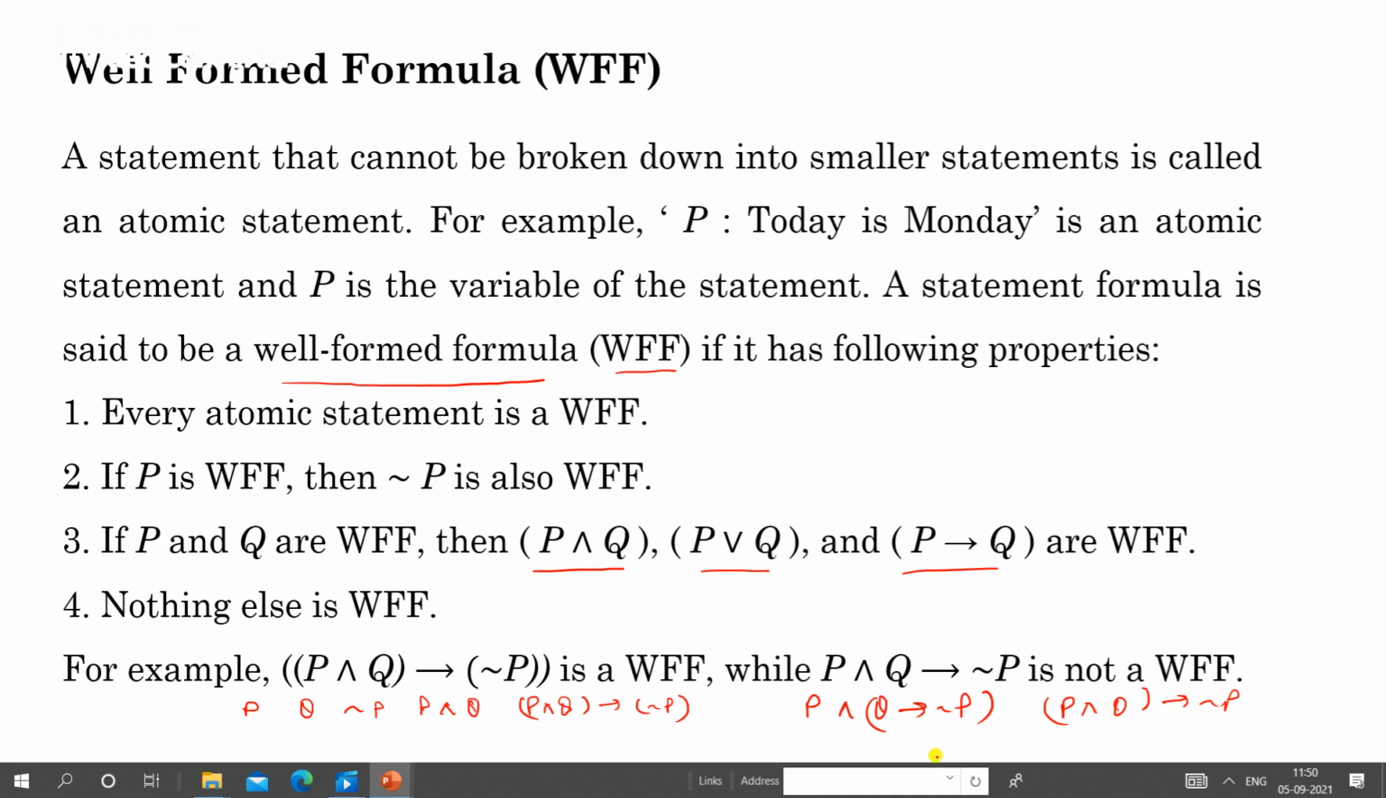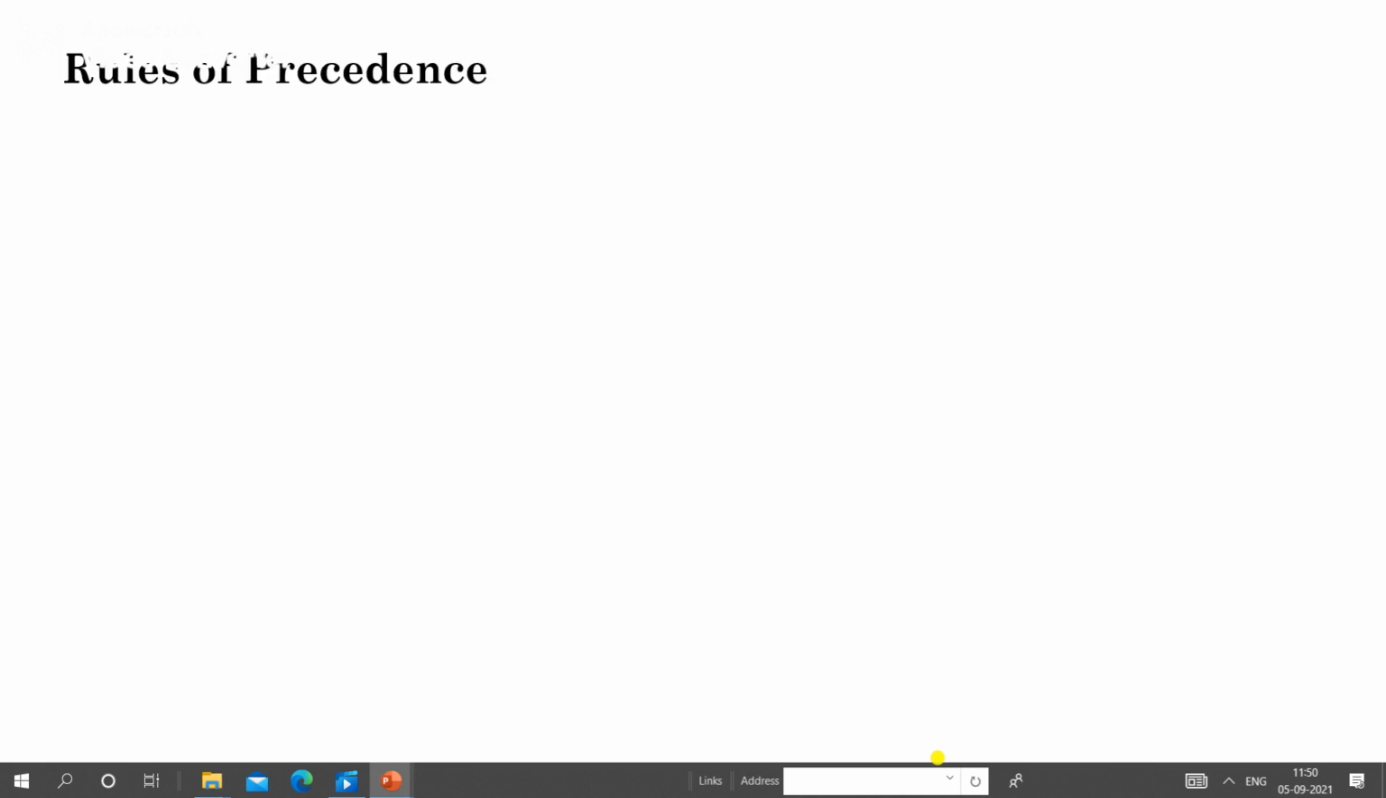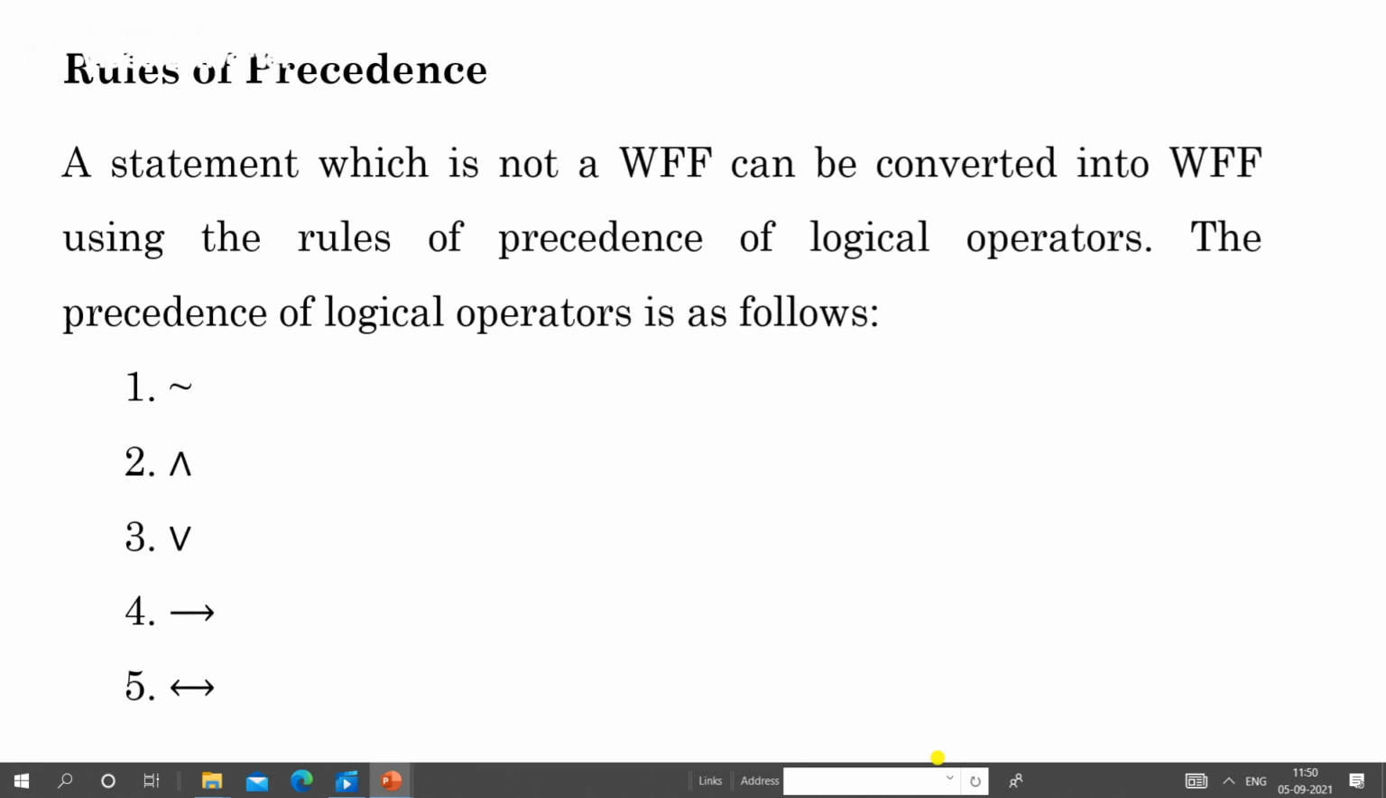So now if a formula is not a well-formed formula, then how can we convert it into a well-formed formula? For this we have rules of precedence. The rules of precedence means we have some precedence of logical operators. So first we will calculate negation, then and, then or, conditional and biconditional. So this is the precedence of logical operators, in which negation has the highest precedence, and this order is according to the decreasing order of precedence.